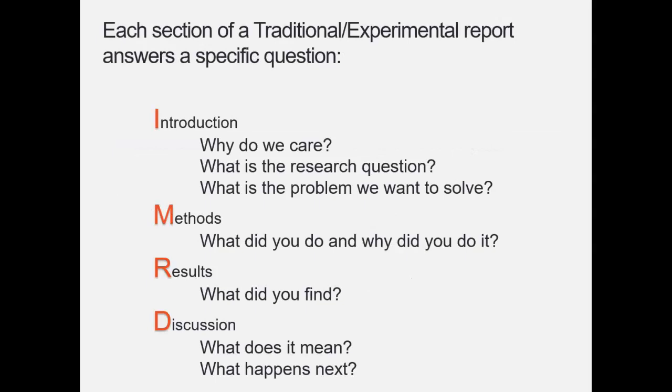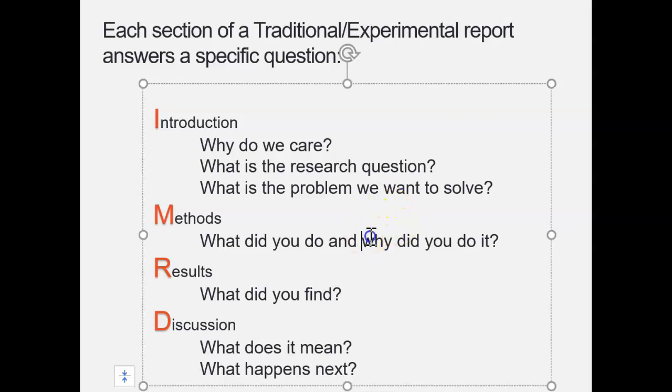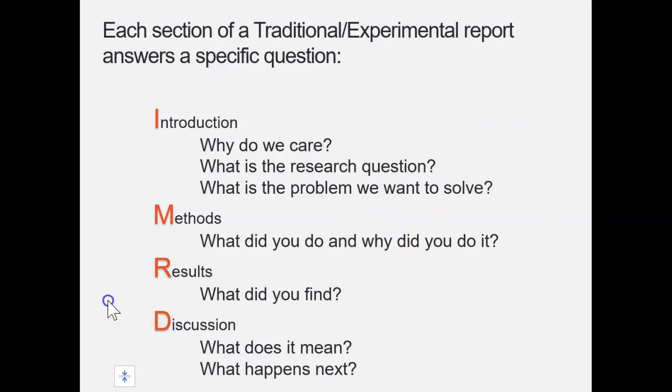If you have a traditional experimental report, then as faculty read each section, they're going to want the answers to these questions. They'll want to know in the introduction, why do we care about this topic? What's the research question? What are you trying to learn or find out? In the methods, they want to know the specifics of what you did, how you set up the experiments, and really importantly and specifically for exam purposes, why you did it. For the results, they want to know what you found, why it's important, and in the discussion, what does it mean, and what happens next.